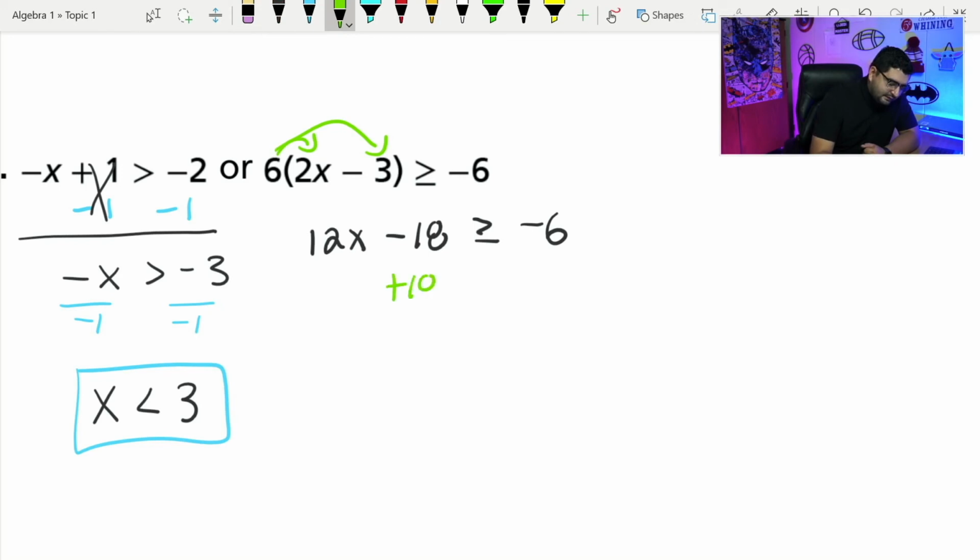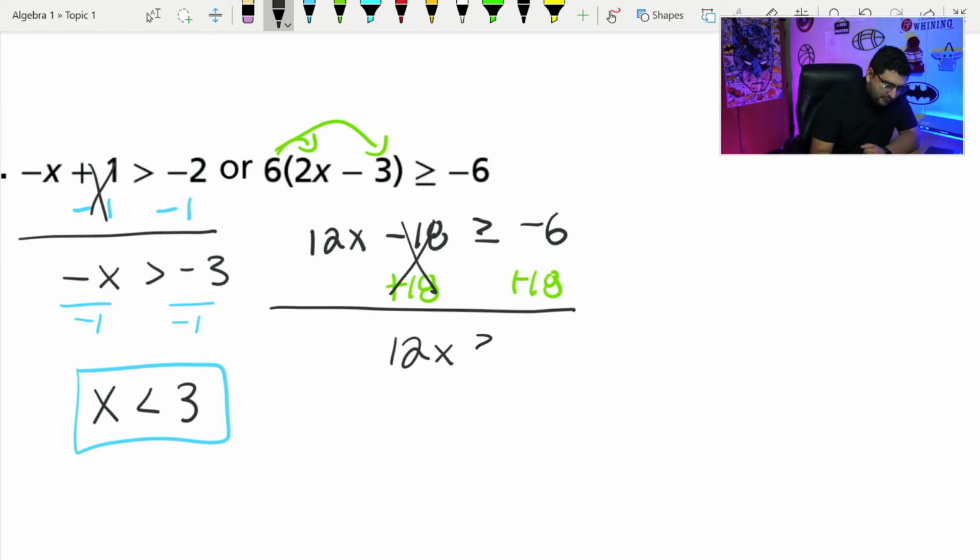I can then add 18 to both sides. Cancel it out on the left. Greater than or equal to. Combining these two, you get 12. I can then divide by 12. I get x greater than or equal to 1. So here are my two inequalities.